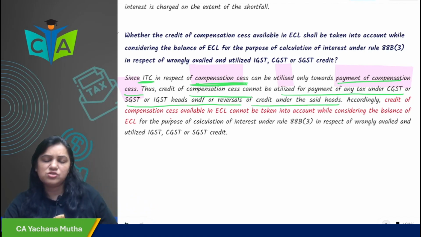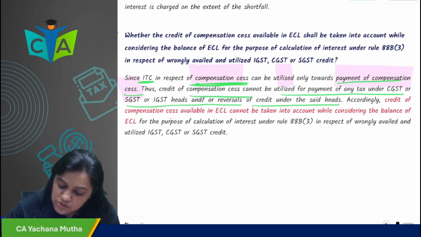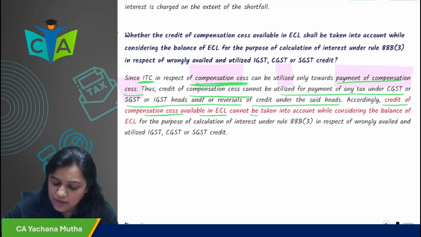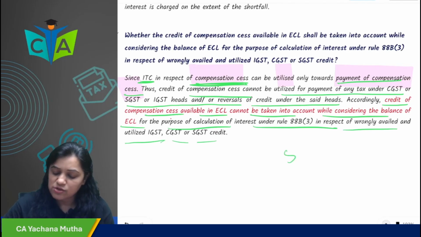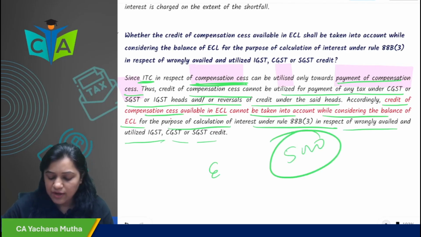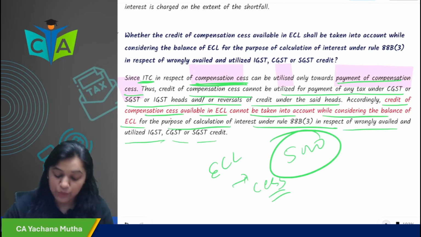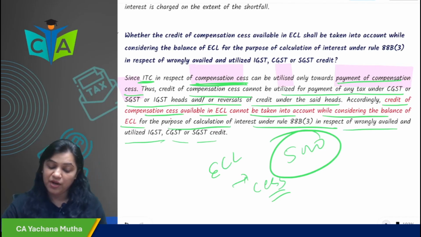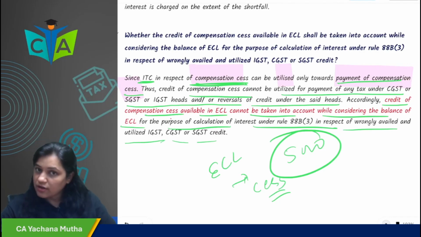So we don't use the credit of compensation cess for CGST, SGST, IGST, anything. The credit of compensation cess available in ECL cannot be taken into account while calculating the balance of ECL for the purpose of calculation of interest in respect of wrongly availed and utilized IGST, CGST, SGST. So even if a balance of 5,000, for example, is kept in the electronic credit ledger of cess, it should not be taken into account for the computation of interest. If you have wrongly availed and utilized IGST, CGST or SGST, the balance of cess is not to be used for the purpose of calculation of interest.